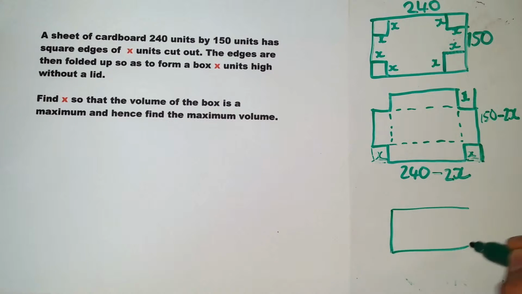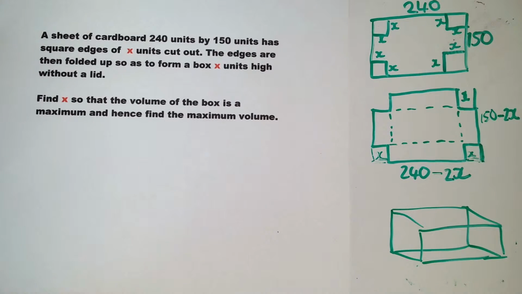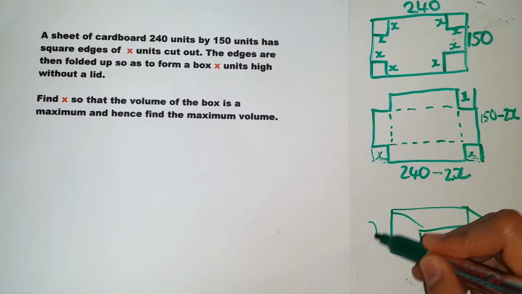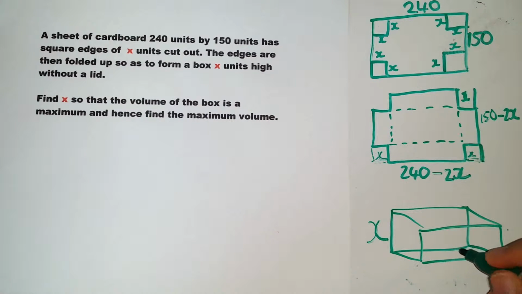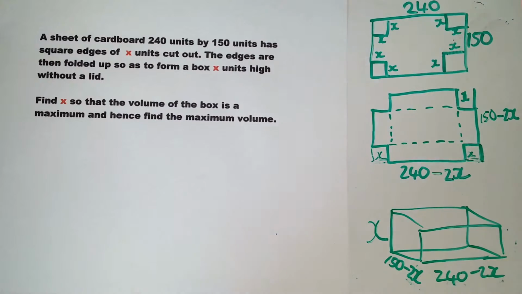Then the edges of the box are folded up and we end up with a box. It doesn't have a lid, and the height of the box is x units. The length of the box is 240 minus 2x, and the width of the box, or the breadth of the box, is 150 minus 2x. Now we can move on to the next part.